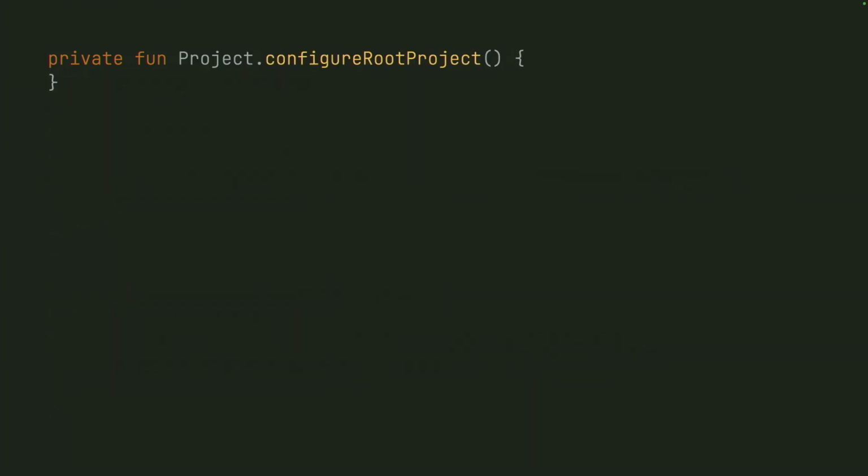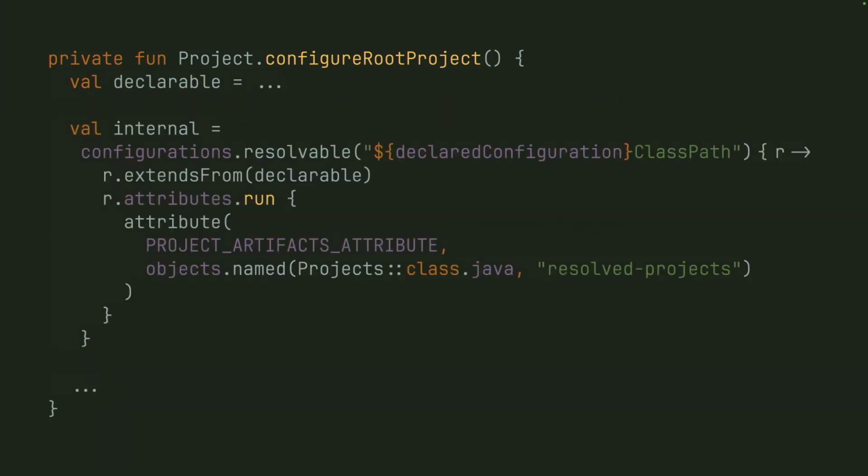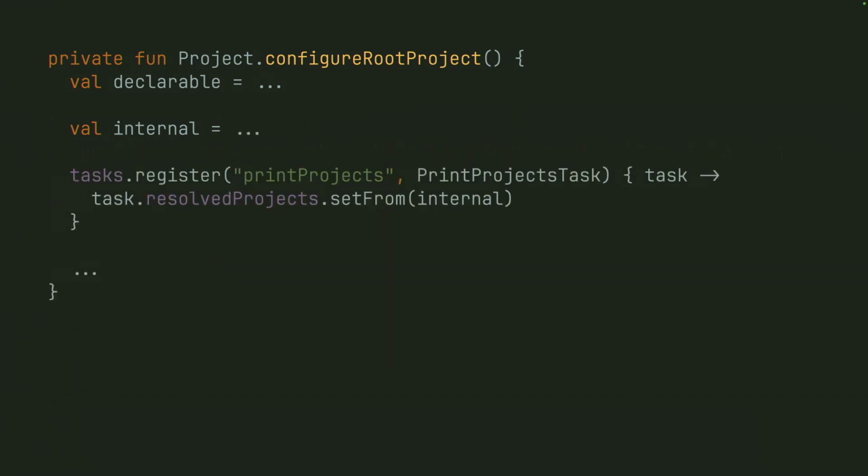From the root project perspective, it's similar. I'm going to declare a configuration, magic move, and then I'm going to make not a consumable configuration, but a resolvable one, because I'm on the other side, I'm the consuming project. You may notice that it extends from declarable, and also uses the same attribute, because again, on both sides, they need to speak the same set of attributes, or at least have reasonable tiebreakers via those compatibility rules. Otherwise, Gradle will bork.